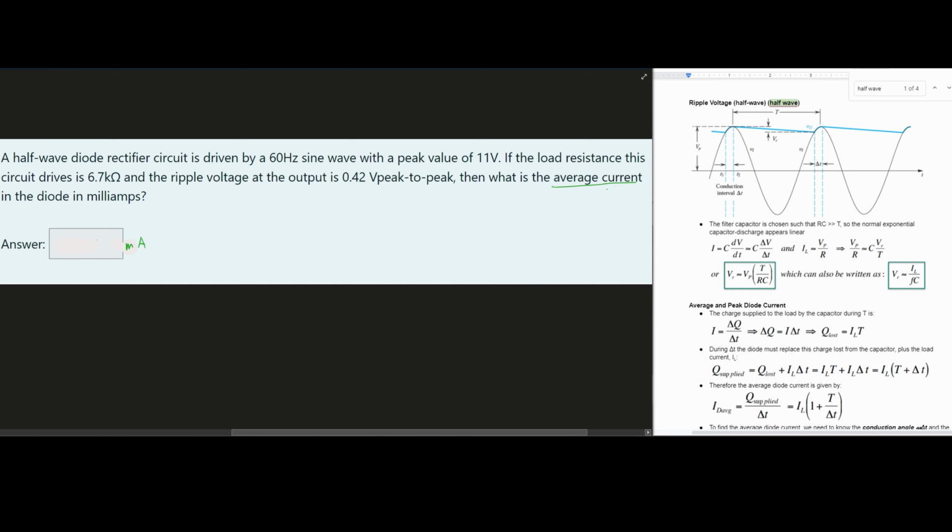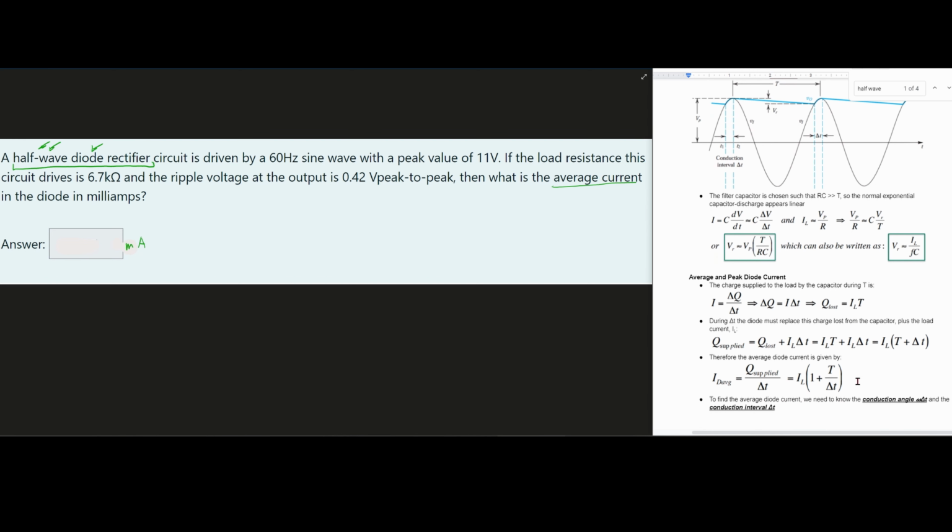So we can look at the notes linked below the like button. And the important thing to note is that we have a half-wave diode rectifier. So we're going to be looking in the diode notes, in the half-wave section specifically. We can just search up half-wave with Control F or Command F, and it'll bring us to one out of 4 of these search results. And this is going to be the search result that we are looking for.